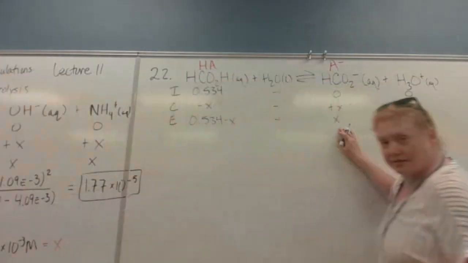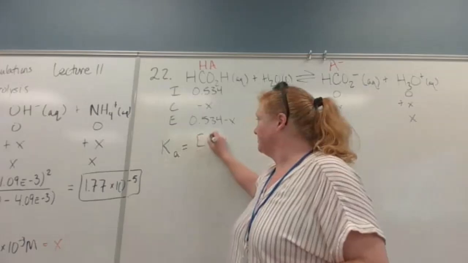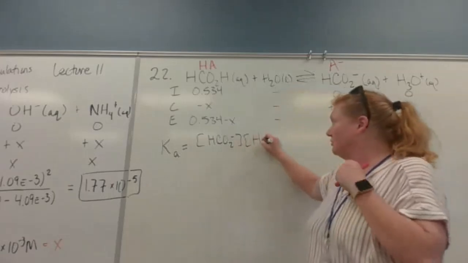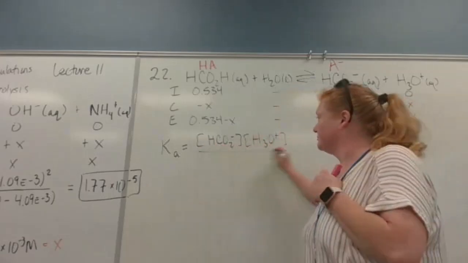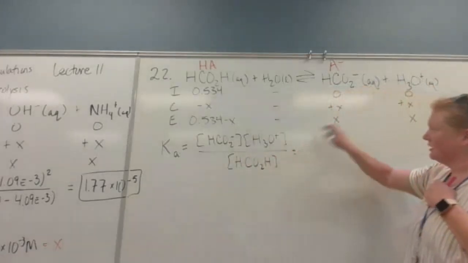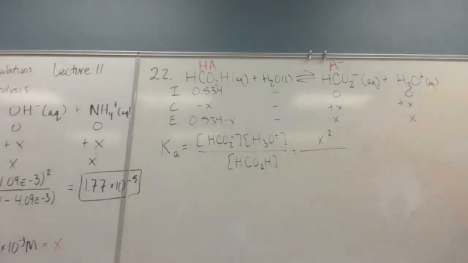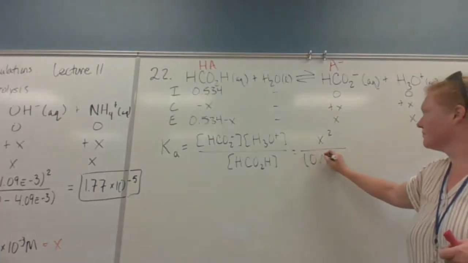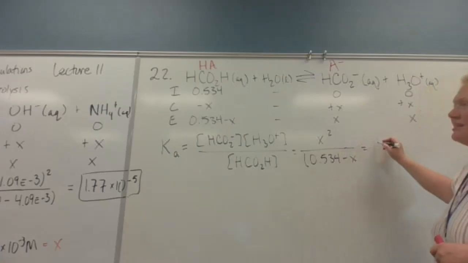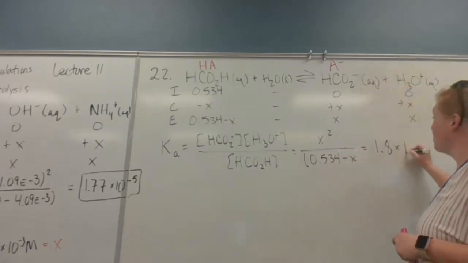How do we solve for X? We first write our K expression, and we plug in the variables, our X's from our table. What did I say the K was? 1.8 times 10 to the negative 4th.